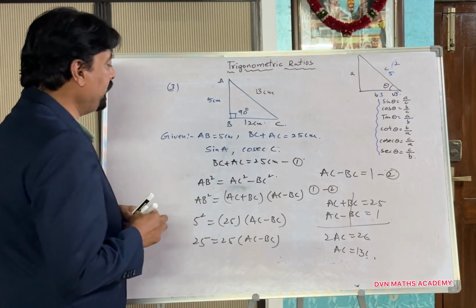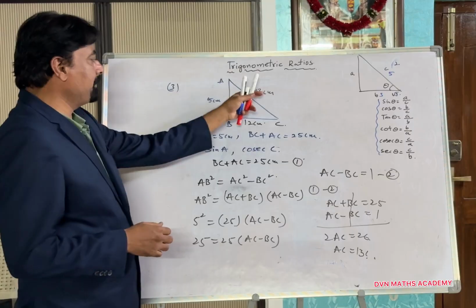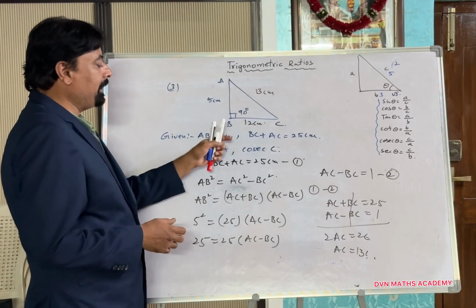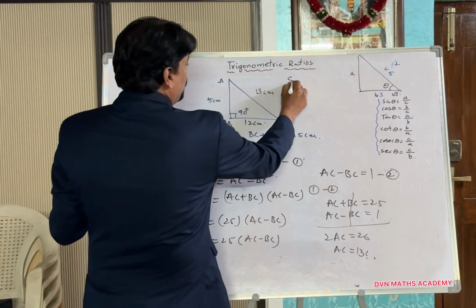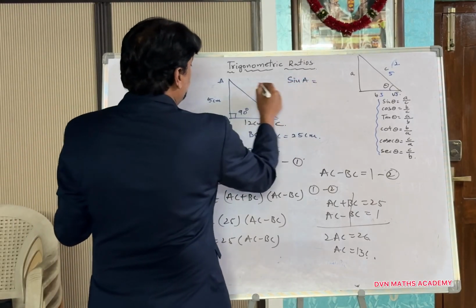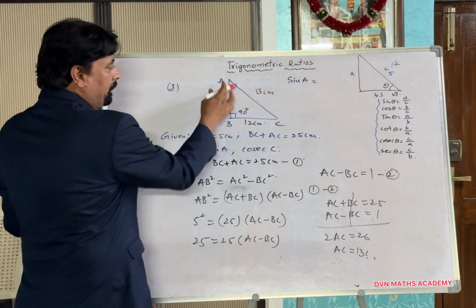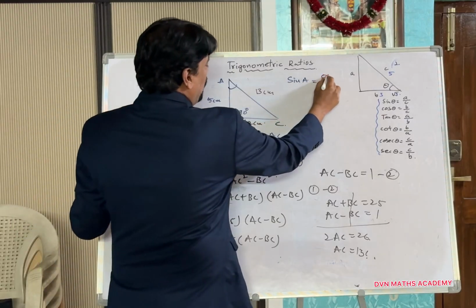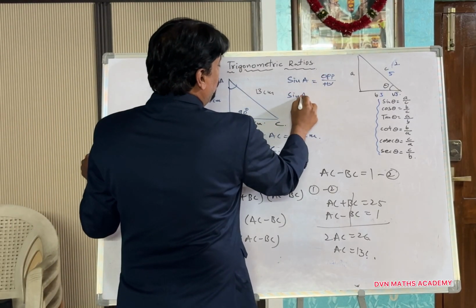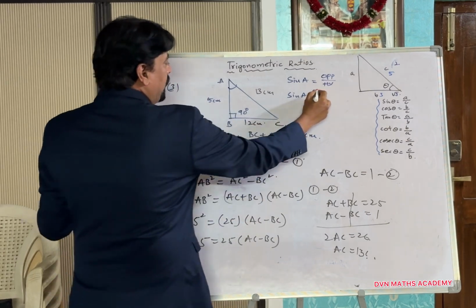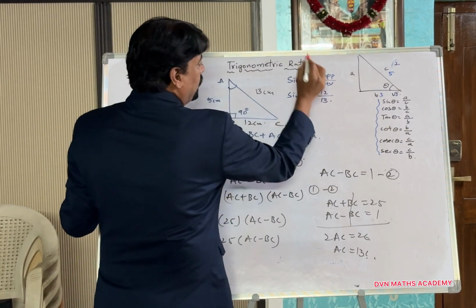Now I got 3 sides of a triangle. Now what is being asked, you need to concentrate on the question. The first question is sin A. Sin A means we need to observe the triangle from this side, I mean from A. Sin A is equal to opposite by hypotenuse. So sin A should be equal to, opposite is 12, 12 by 13.